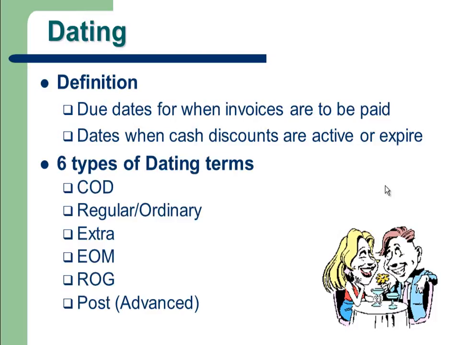Specifically, we are going to learn 6 different types of dating terms, starting from COD and the regular or ordinary dating term, which we already kind of took a look at when we discussed cash discount in the last module. And then there are also extra dating term, EOM and ROG dating term, as well as the post or advanced dating term. We will take a look at each of these terms one by one in more detail.